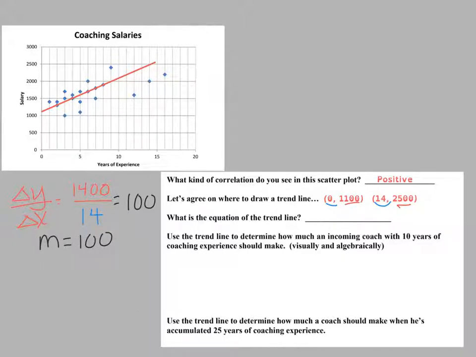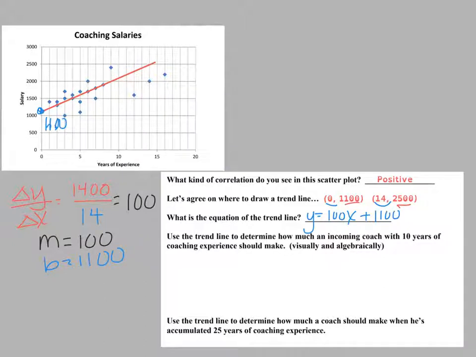I kind of did the y-intercept on purpose to save myself some work later, and we found that this y-intercept here was about 1100. So my b value in my equation is 1100. So my equation of my trend line is y equals 100x plus 1100.